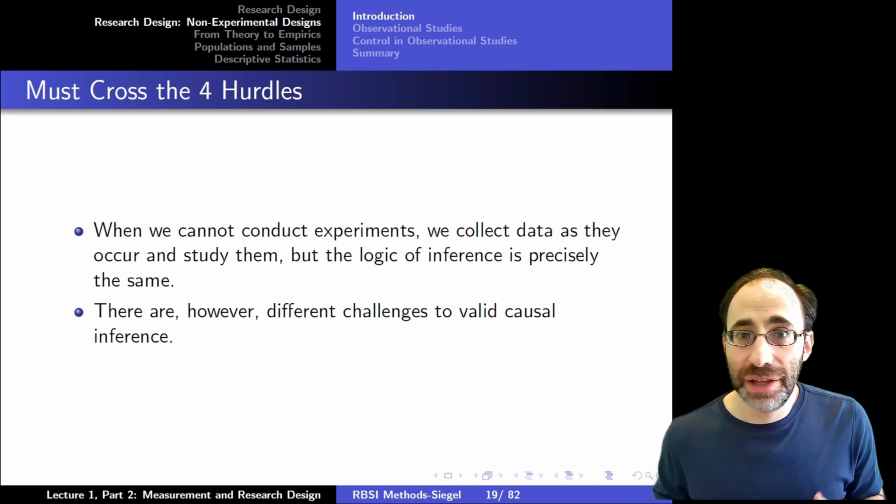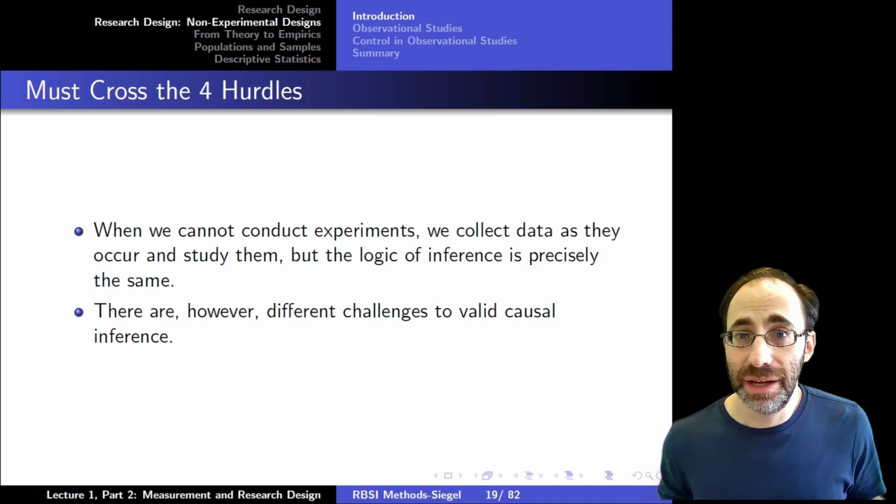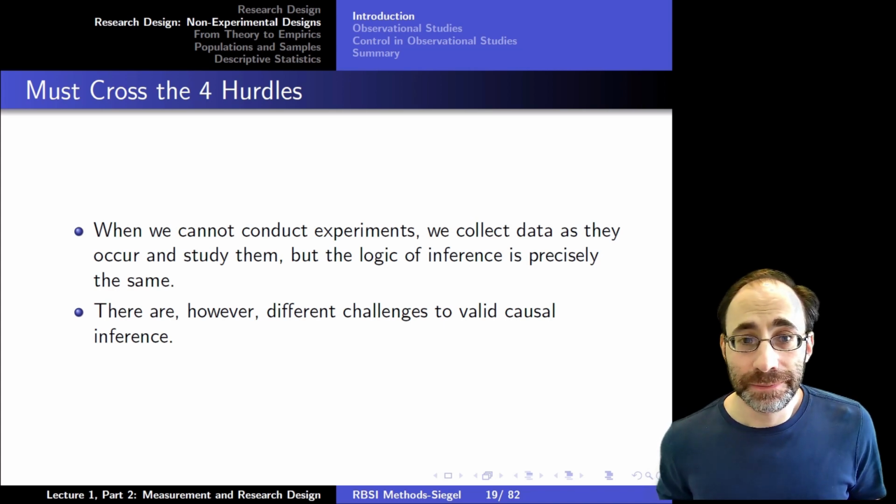So a lot of the same challenges exist as we had before. The same four hurdles we discussed last time still apply. We have to avoid spuriousness, we have to have causal theories, and so on. Those are all still true. Now there are different and additional challenges we have to face, though, in observational studies.